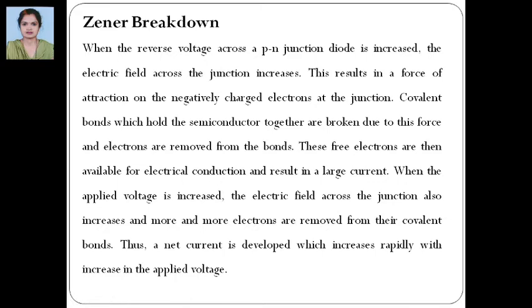When we increase this applied voltage, the electric field across the junction also increases and the force of attraction increases. Because of this, more and more covalent bonds are broken and hence more and more electrons are removed and form free electrons, hence creating more and more current through this device.